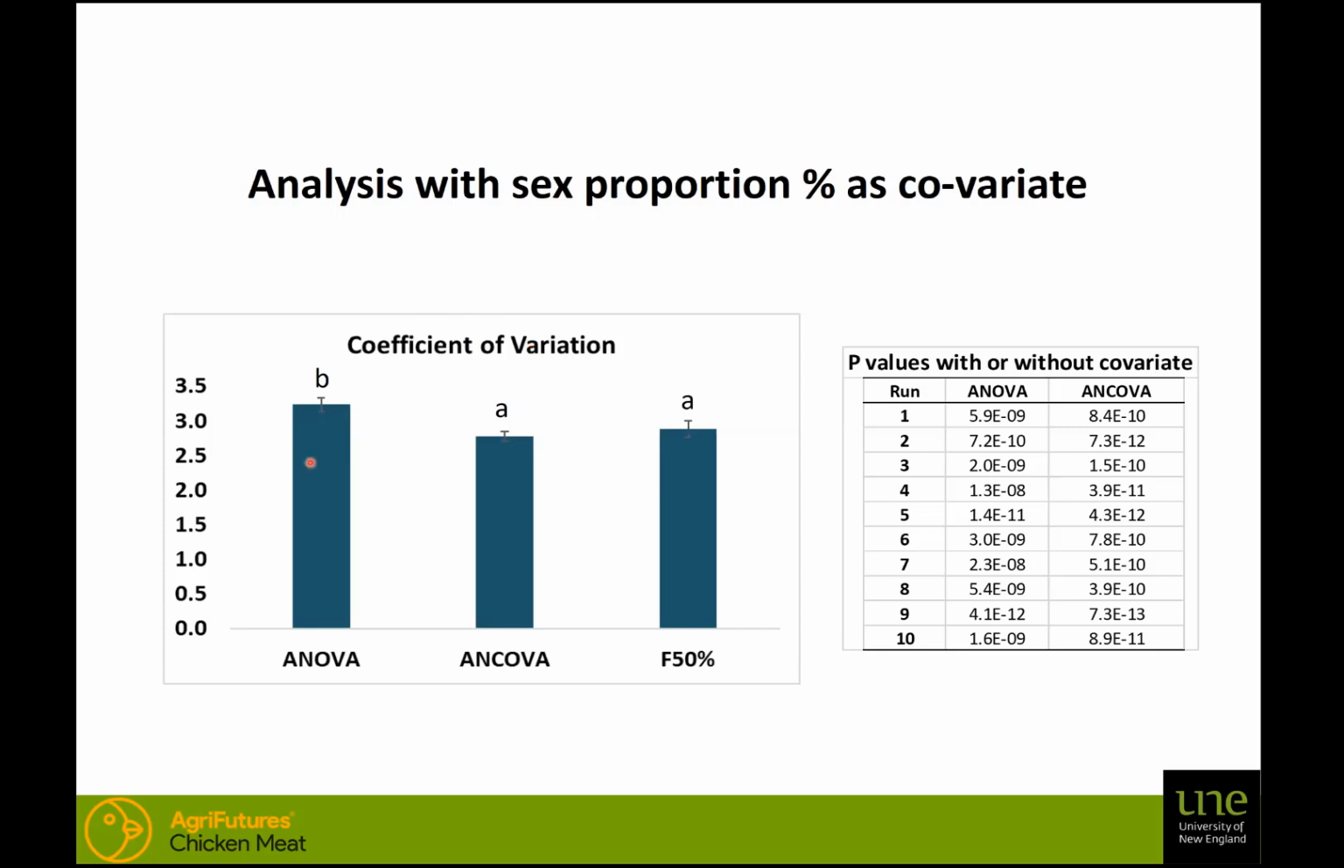And then we can look at the coefficient of variation at day 34. If we put sex percentage as a covariate, this is what we call ANCOVA, the variation is significantly different. We had a dummy run of 10 simulations, so we can do statistical analysis. And it's pretty much equivalent to the half-half male-female. So it's looking good.